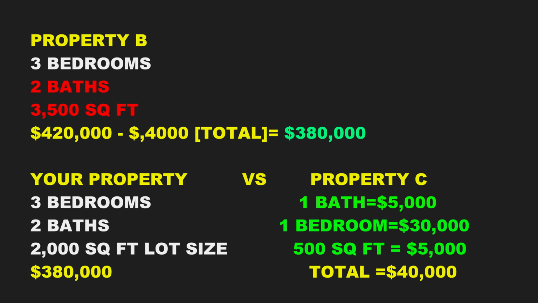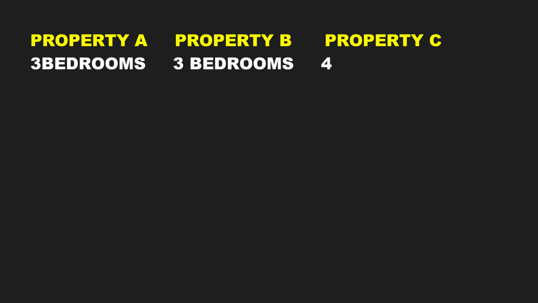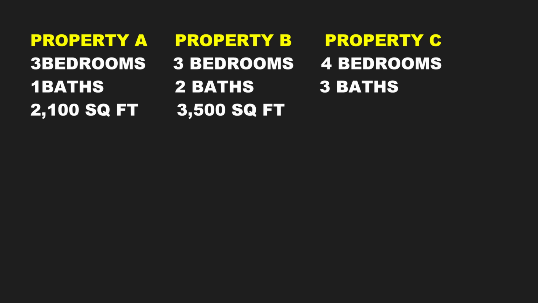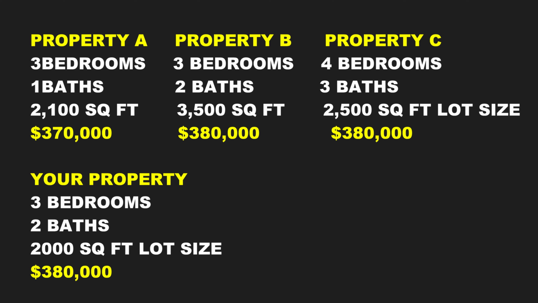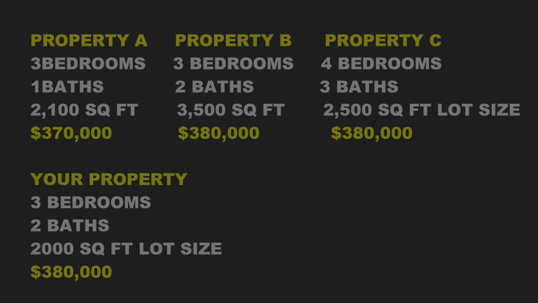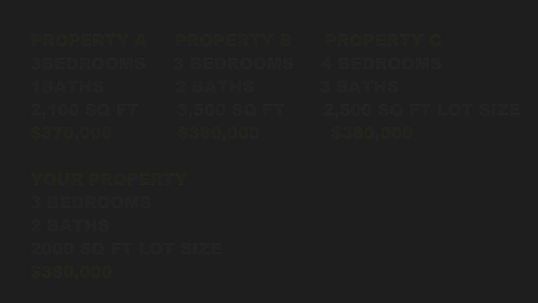So out of those three properties, we ended up with 370 for property A, 380 for property B, and 380 for property C. This is saying all things being equal, plus or minus what the difference is, how much would this house have sold for, plus or minus this bathroom, plus or minus the extra square footage, plus or minus the extra bedroom. So now you see that 375 to 380, not too far off in what you're asking for. That's how you want to do it as a for sale by owner.